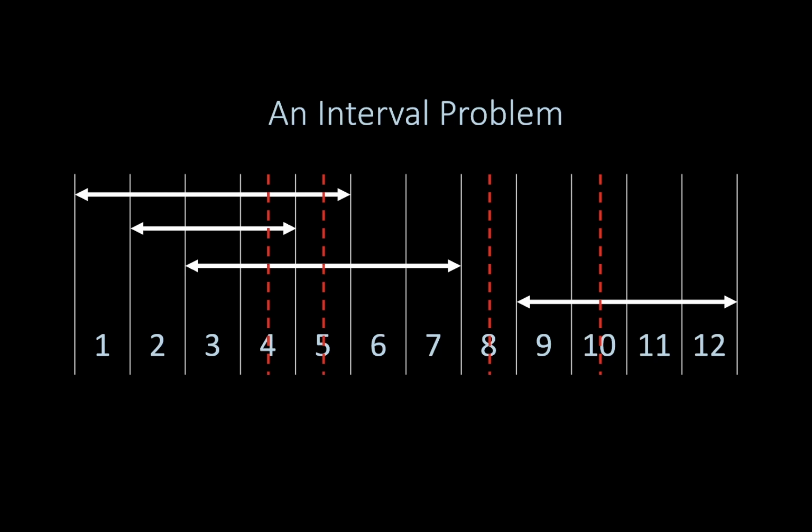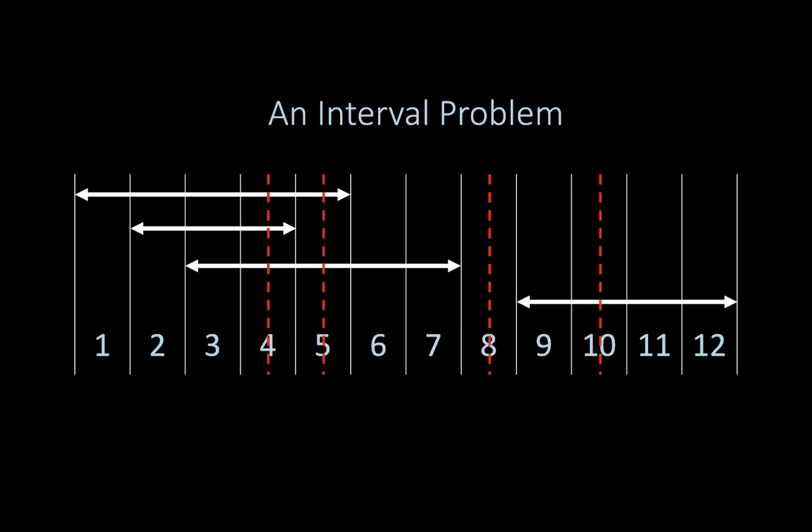So I've used the white line segments to represent the intervals. For example, this topmost white line segment represents the interval 1, 5 because it spans the integers from 1 to 5. And the red dotted lines are indicating queries. So there's a query at x equals 4, x equals 5, x equals 8, and x equals 10. Now, how do we solve this problem?